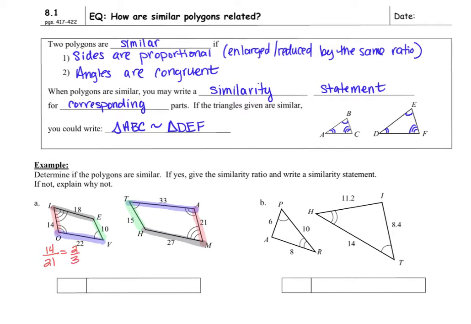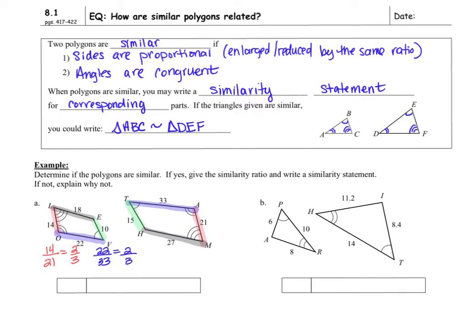Let's just work our way around. Now I'm going to write a ratio of this side, which is 22, to this side here, because that side is corresponding, which is 33. Both of those are divisible by 11, so 22 divided by 11 is 2, 33 divided by 11 is 3. So notice I'm getting the same ratio each time as they are simplified.